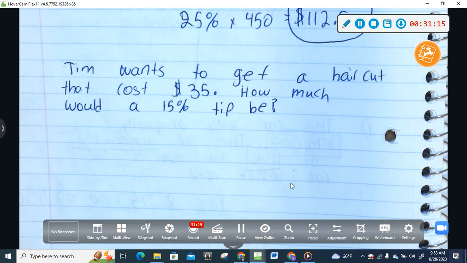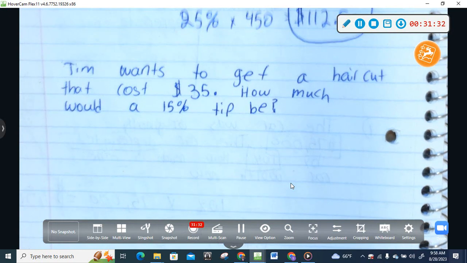If the haircut costs $35, I want to tip the barber 15%. I want to figure out how much I would be tipping him, because he did such a good job. First step is always the same with these problems, y'all. I gotta figure out my number with the percentages.